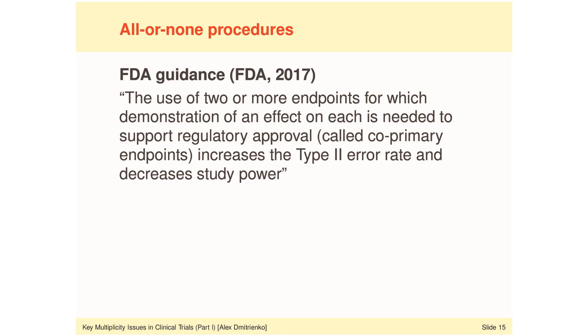And another important point related to the analysis of co-primary endpoints, a well-known problem arising in clinical trials where all or none procedures are applied, is that, as emphasized in section 3 of the FDA guidance, the use of two or more endpoints for which demonstration of an effect on each is needed to support regulatory approval, called co-primary endpoints, increases the type 2 error rate and decreases study power.